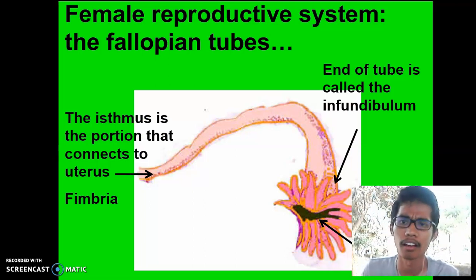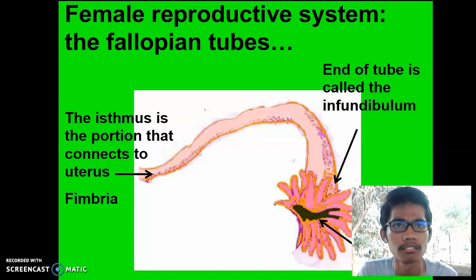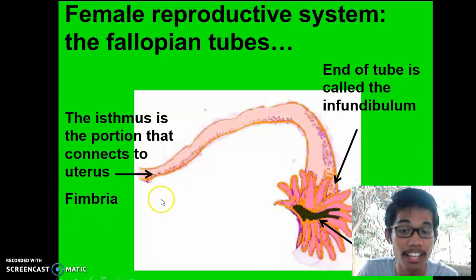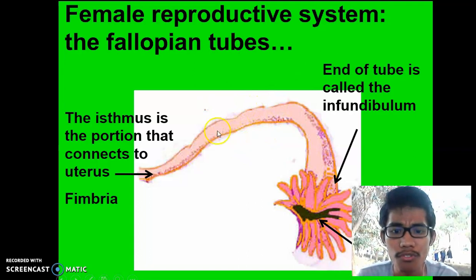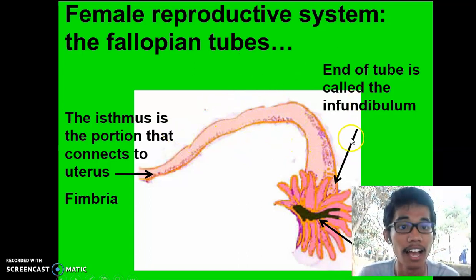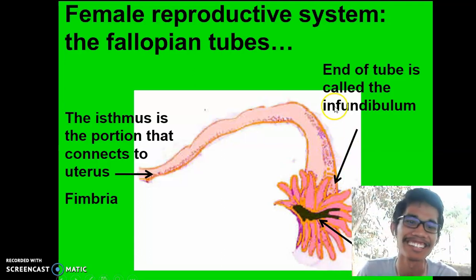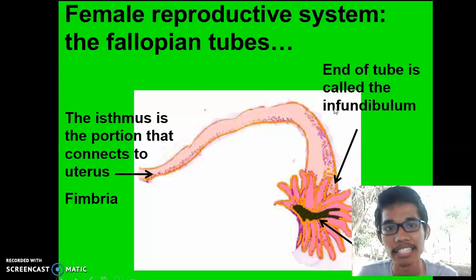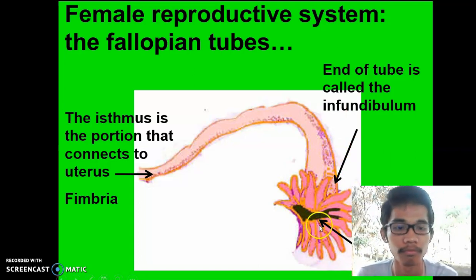Now to explain the fallopian tubes. The fallopian tubes are like a line to make the fertilization process. The first part is the isthmus, the portion that connects to the uterus. So it's in this part. Next, the tube widens right here to form the ampulla. Next, the end of the tube is called the infundibulum. Maybe it's hard to say, but you can search it on Google. The opening is called the ostium. Okay, next.